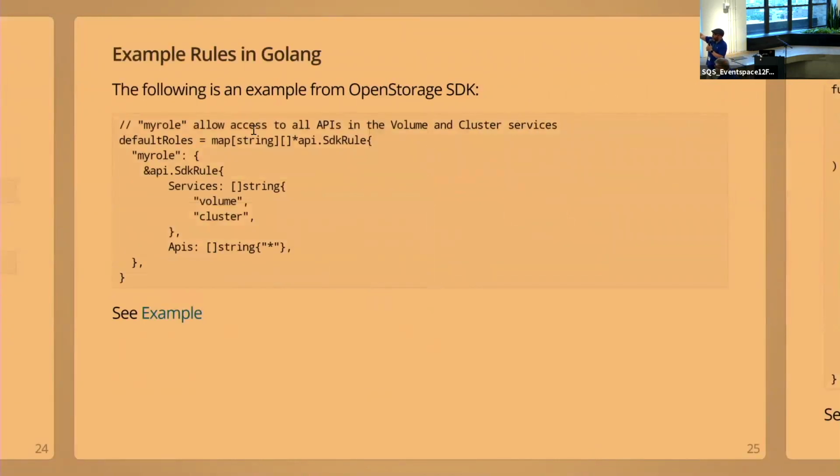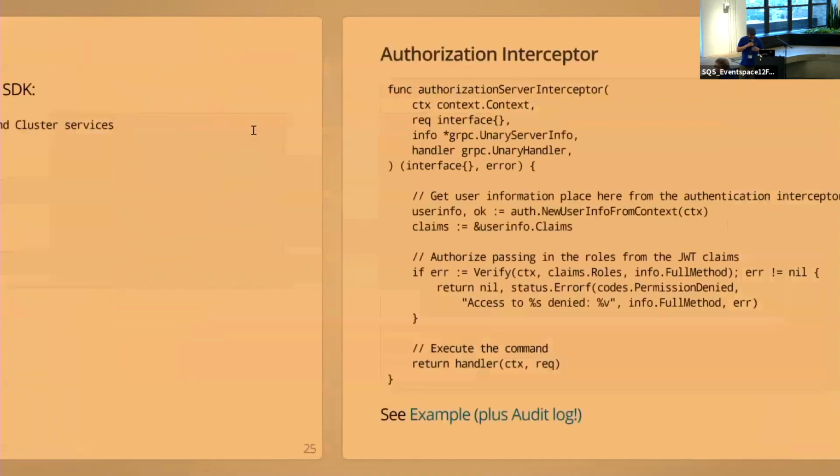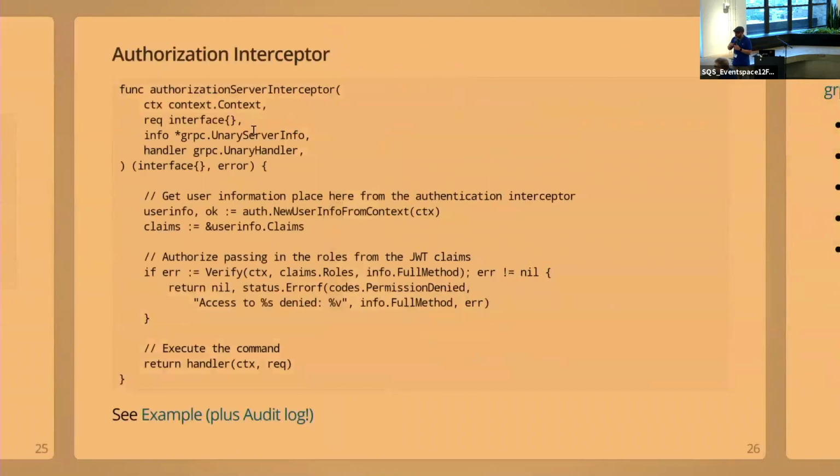So now I have some default roles in my code, and I can have my roles just like before. But let's look at these services. We have the volume and cluster services, and the API is a star, meaning any API in these two services. Again, there's an example there, so you can read a whole bunch of Golang code, maybe on a Sunday night when you're bored. It's all here, and it's all commented.